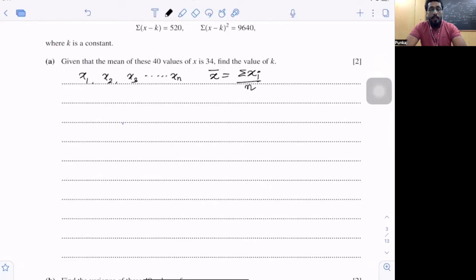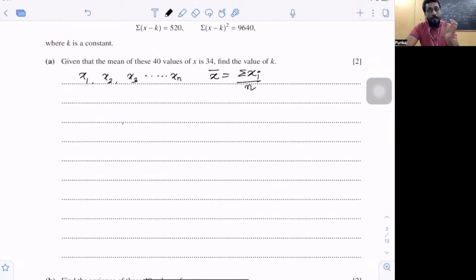So if the new observations are x1 plus k, x2 plus k, x3 plus k, and so on up to xn plus k, then the mean of these new observations is also going to be increased by k.